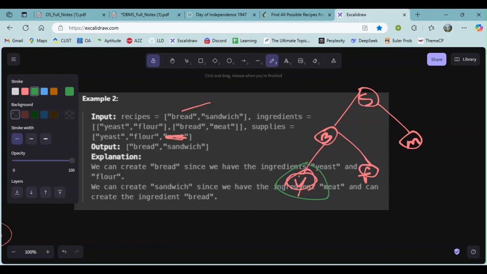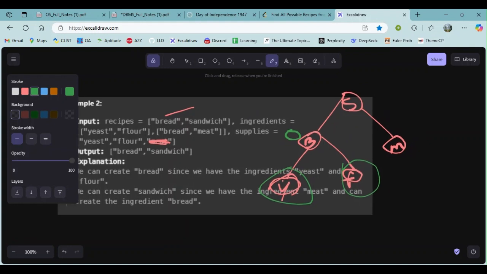queue. Okay, so we'll first put yeast and flour in my queue, and we'll reduce the in degree connected to it. So since bread is connected to yeast and flour, its in degree will reduce twice, and since bread had an in degree of 2, its in degree will become 0. So we will push the bread in my queue.